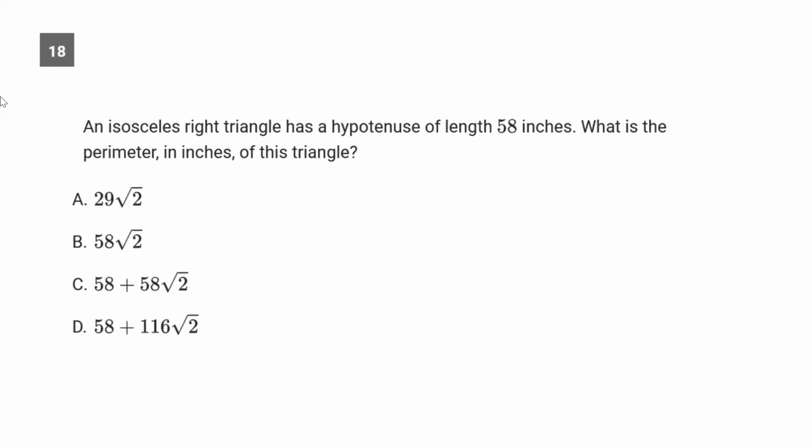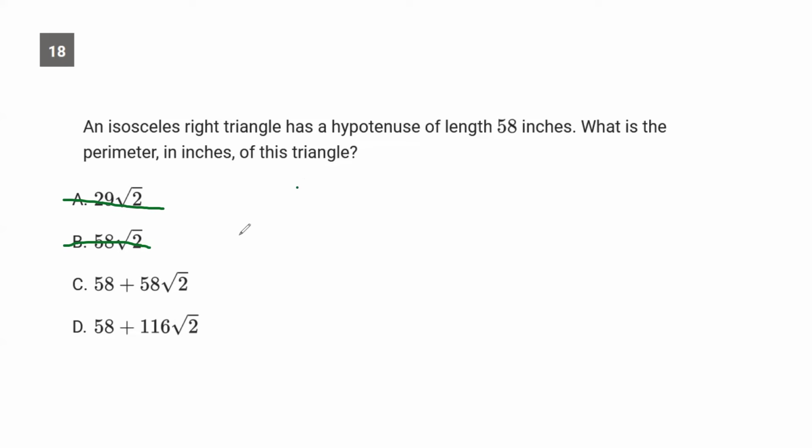An isosceles right triangle has a hypotenuse of length 58 inches. What is the perimeter in inches of this triangle? Okay, well, I can eliminate A because I know it's going to be bigger than 58. I can eliminate B because it has to be more than twice 58, because any two sides are bigger than one side by itself, and that is not more than twice 58.